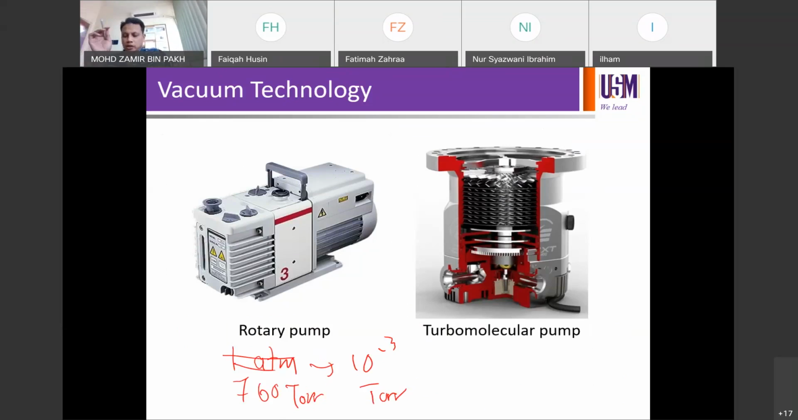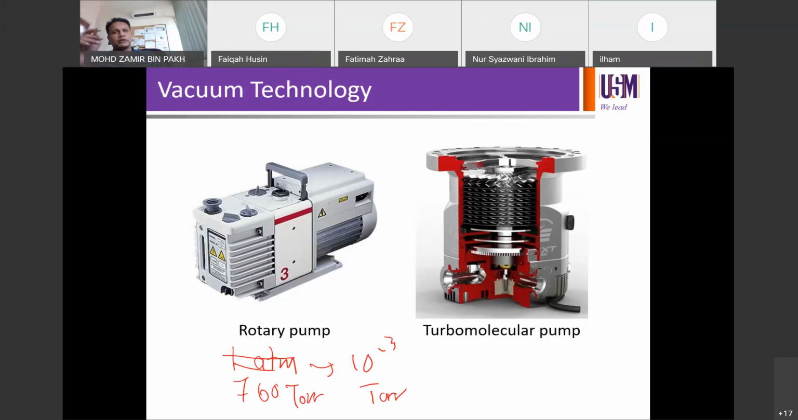For your information, each type of pump has its own operating region. Maksudnya rotary pump kat sini dia hanya boleh operate within this region from atmospheric pressure down to -3. So if you want to achieve a vacuum level beyond -3, so that means -4, -5, or even lower than that, you need to move to another pump.